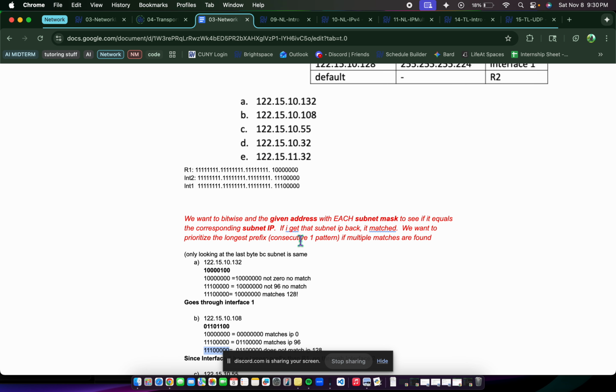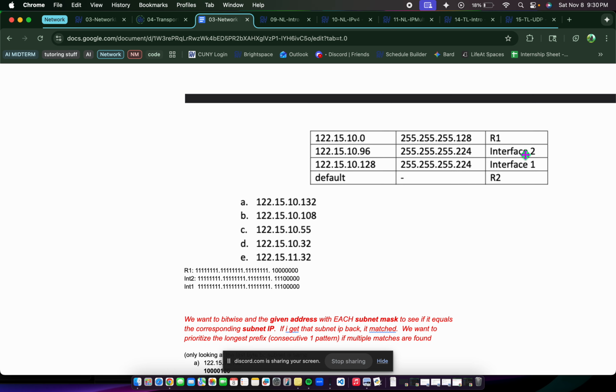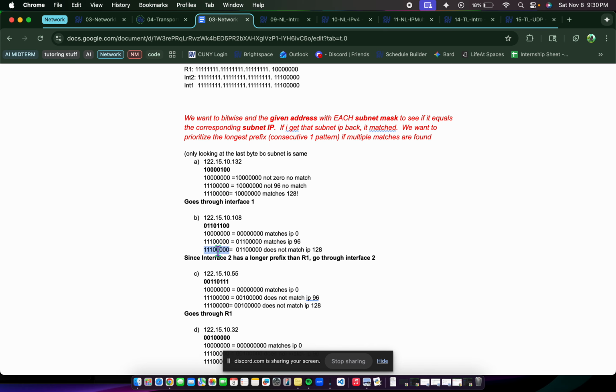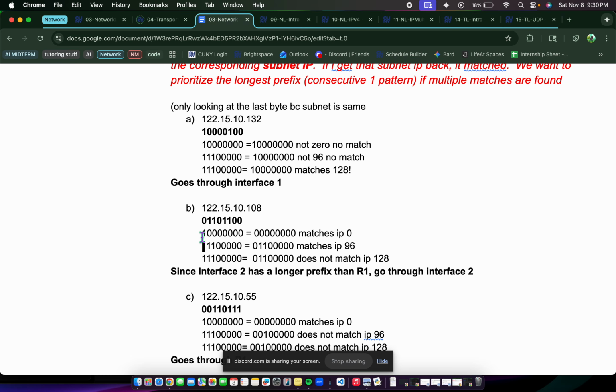So we have 2 choices. Do we go through R1 or interface 2? So we have to see which one has a longer string of 1s. Well, this has 1, 1. This one has 3 1s. This is our longer string. That means we take interface 2, not R1.